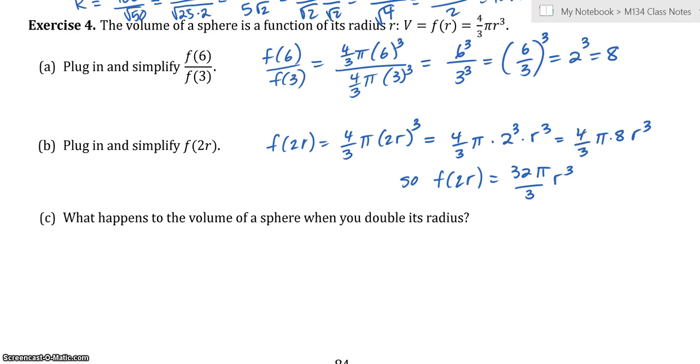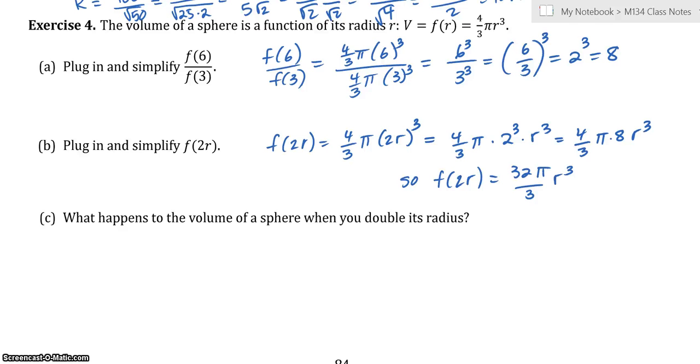What happens to the volume of the sphere if you double the radius? Think about this for a minute. For part B, especially if you did not get part B correctly, see if you can figure out what happens before you go on.